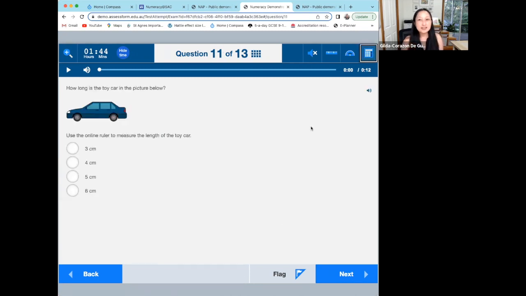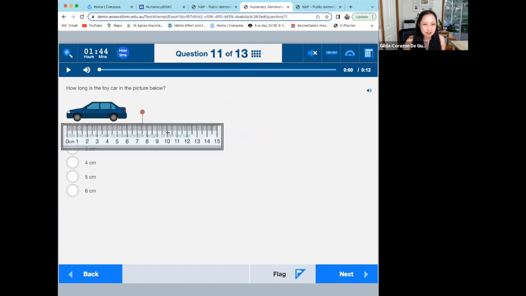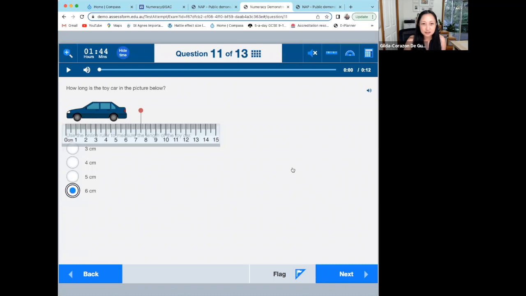Okay, we might not need a calculator, but then we might need a ruler. Right, so let's have a look at that ruler there. And maybe a common mistake of some students is to put the edge of the ruler on the edge of the car. But what you need to do is to put the 0 on the edge of the car, right? So that you say the length of that car is 6, all right?